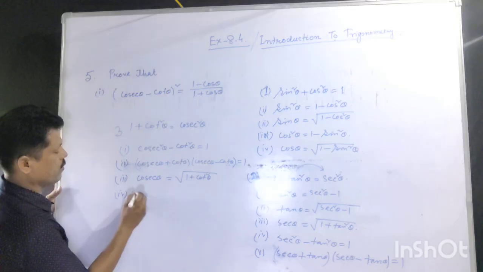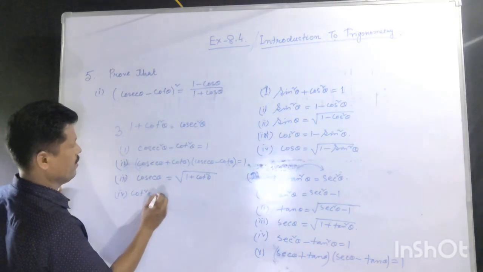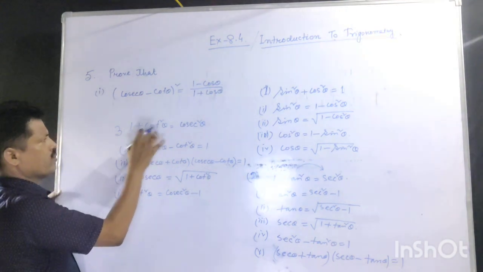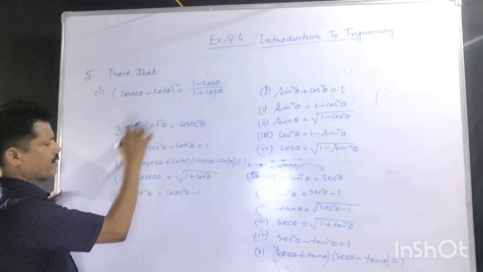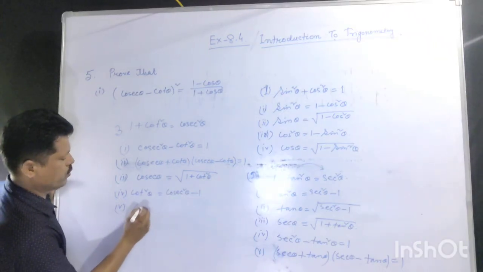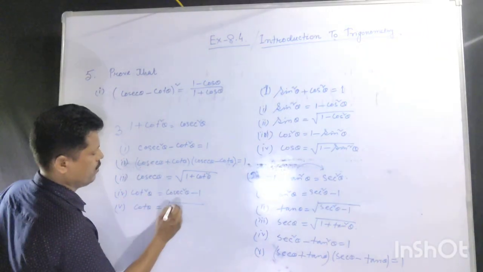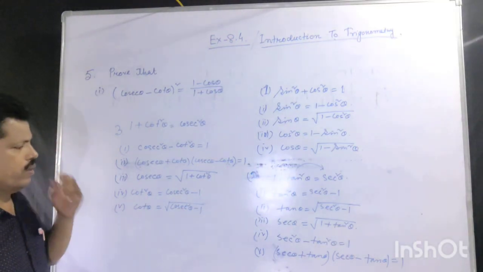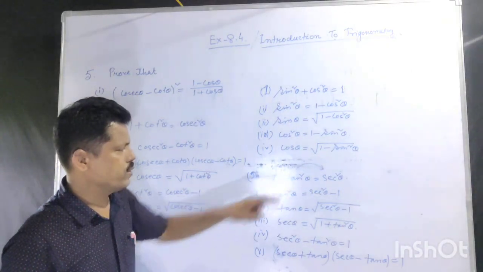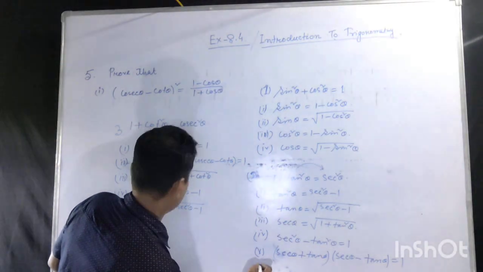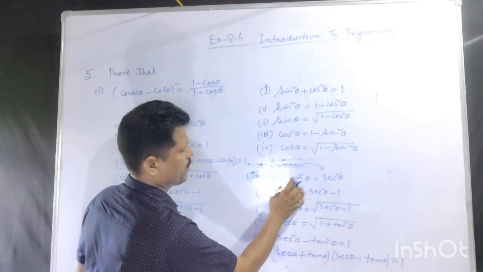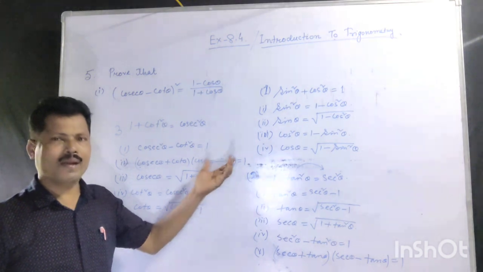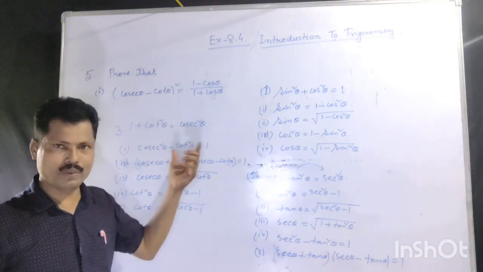If we need cot square theta, it is equal to cosec square theta minus 1. So cot theta also we can find from here, under root cosec square theta minus 1. Like this way we can find out. So from here also tan theta is equal to under root sec square theta minus 1. So we should know some identities to solve this problem.